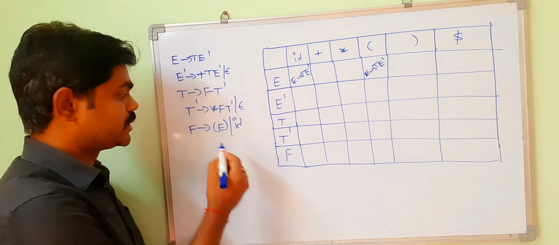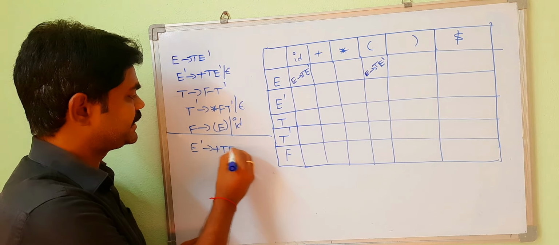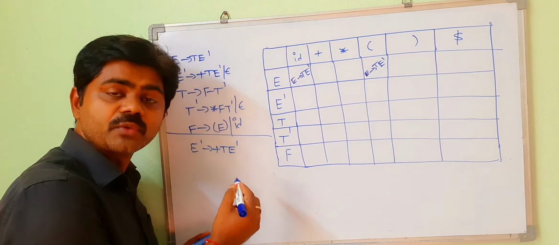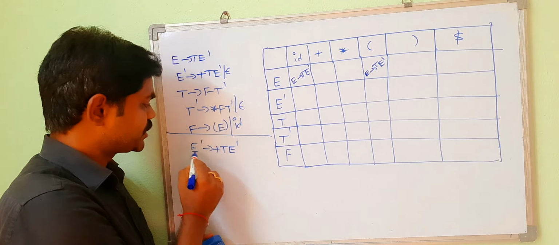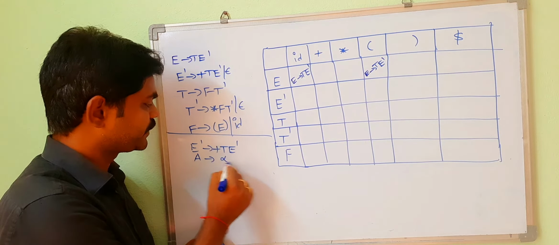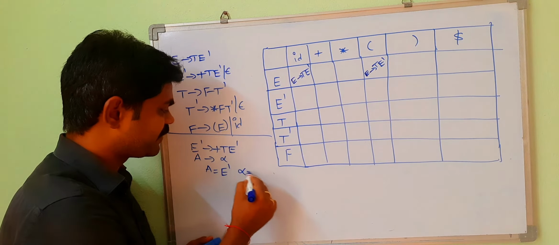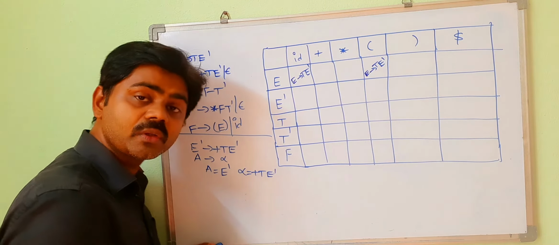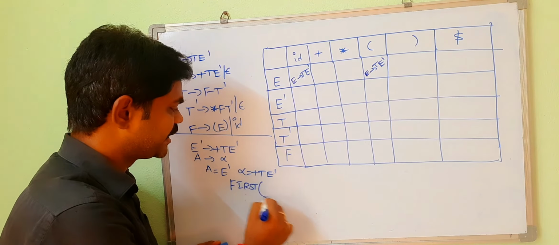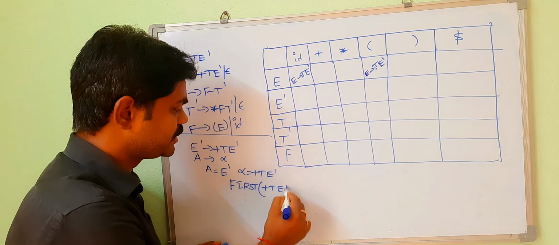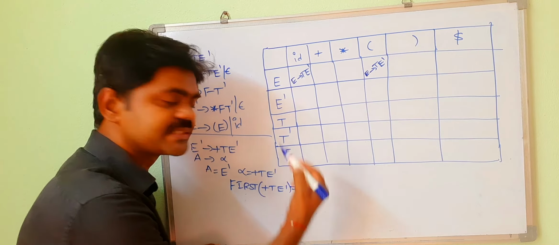Okay, so our second production is E dash tends to plus T E dash. We'll solve each one individually: E dash tends to plus T E dash and E dash tends to epsilon. So for E dash tends to plus T E dash, A tends to alpha. What is A here? A is E dash, alpha equals plus T E dash. So we need to find first of alpha. Obviously we have a terminal at the start, so we'll get plus.